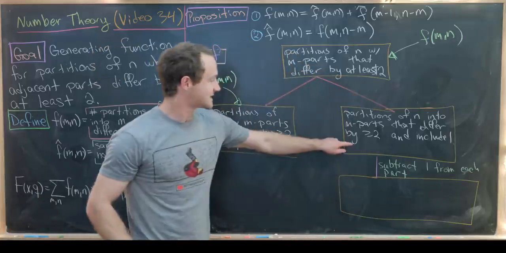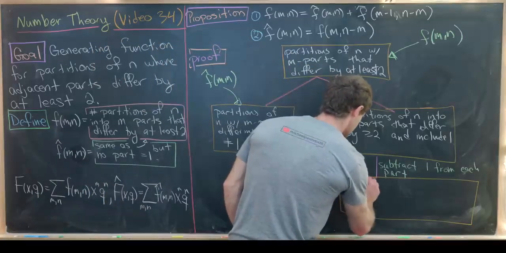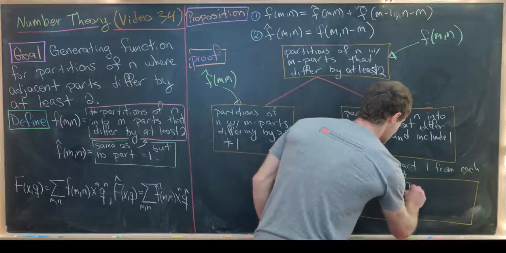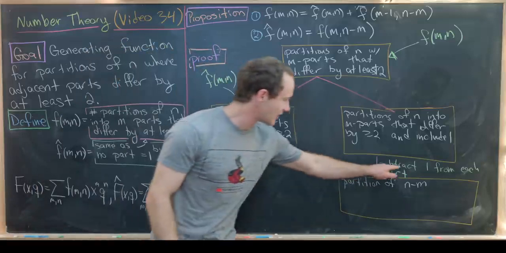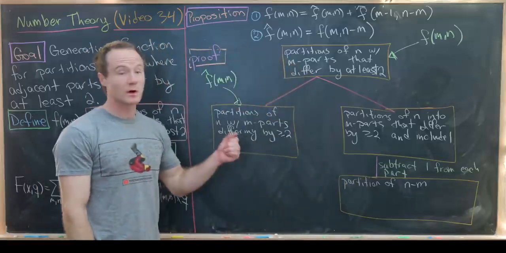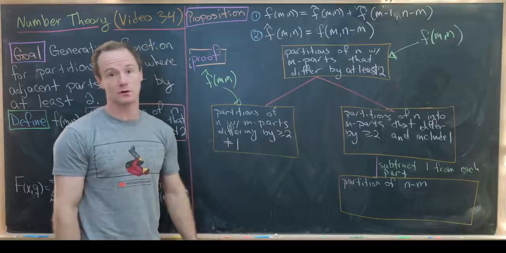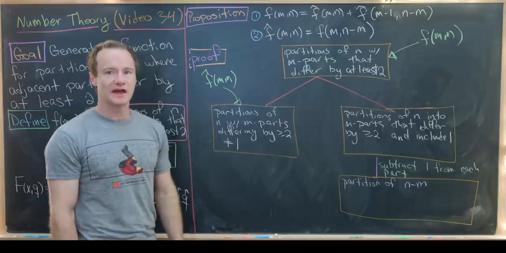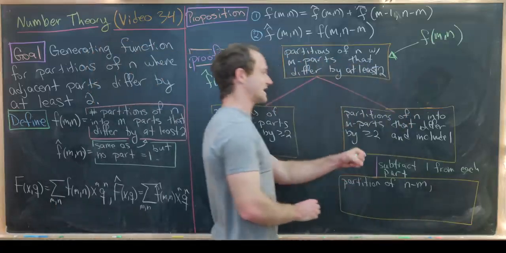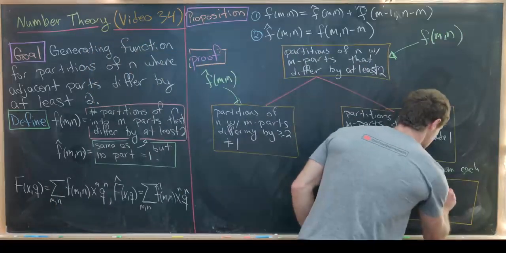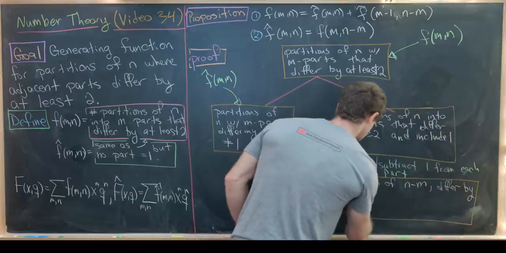So that will assign each partition up here to a partition of n minus m. Well, why did we have to subtract m? Here, I just said we subtract 1. We are subtracting 1 from each part, and there are m total parts. So that means altogether we're subtracting m. And then furthermore, because we're subtracting from each part, they still differ by at least 2.